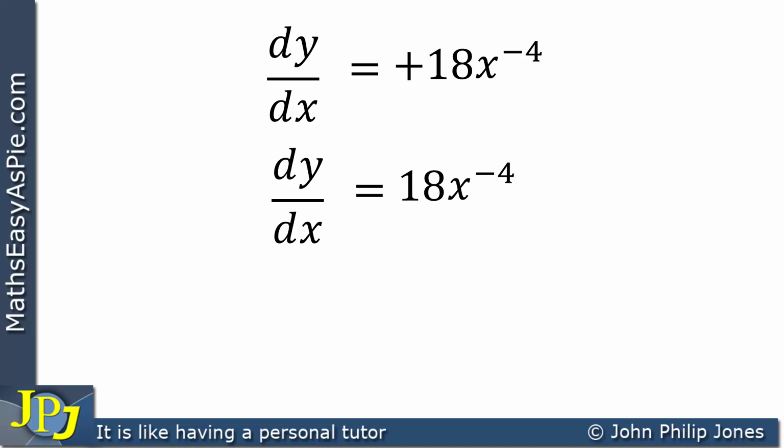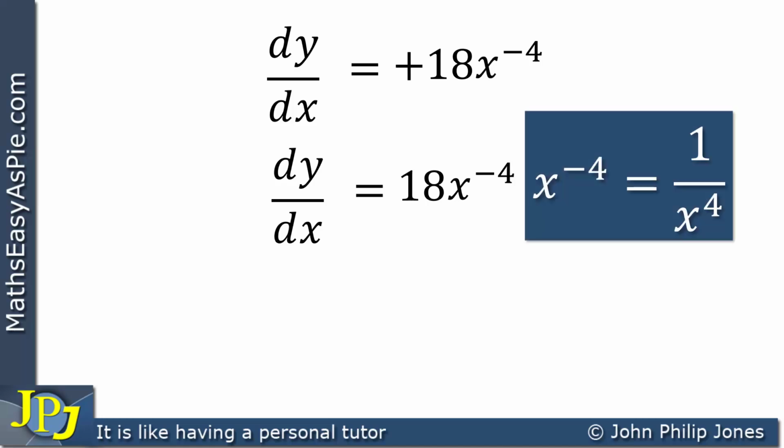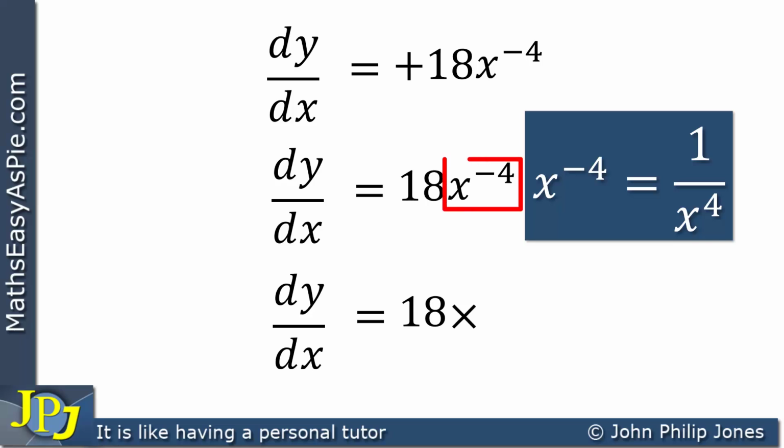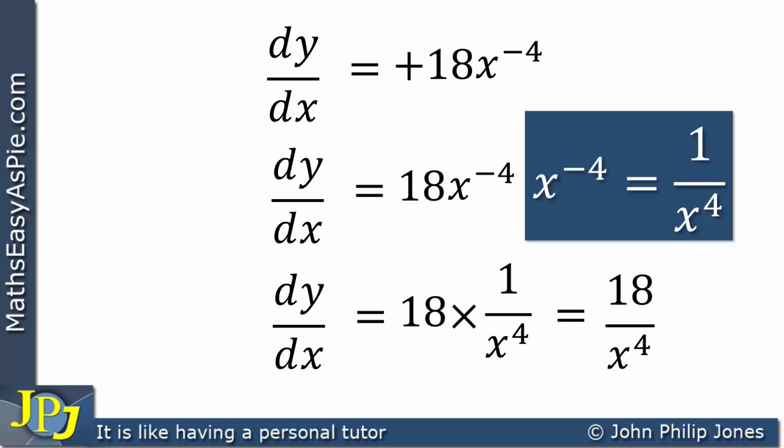So I'm going to bring into view now the following. That x to the minus 4 can be written as 1 over x to the 4. So I can carry on and say dy/dx equals 18 multiplied by, and instead of writing x to the minus 4 here, what I'm going to do is to use this, 1 over x to the 4. So you can see that appears here. And now I can go further and say 18 times 1 is 18, and therefore I can have the 18 over x to the 4.